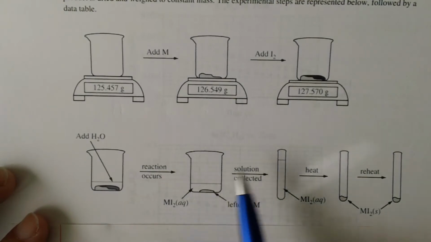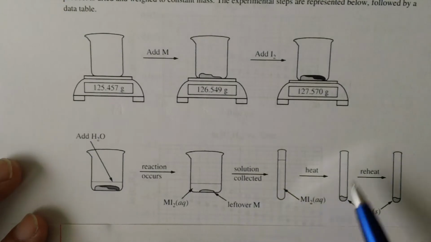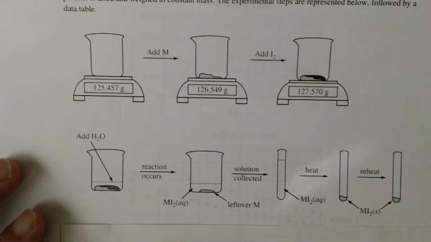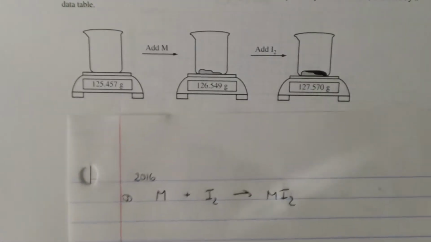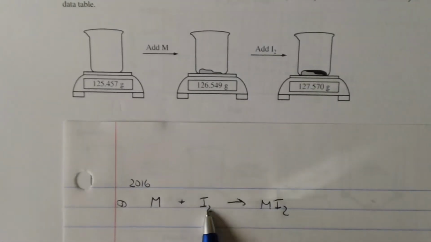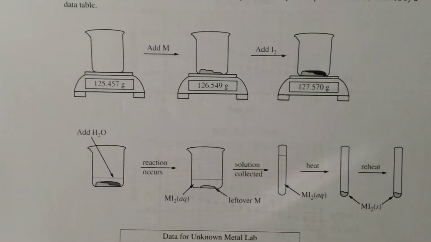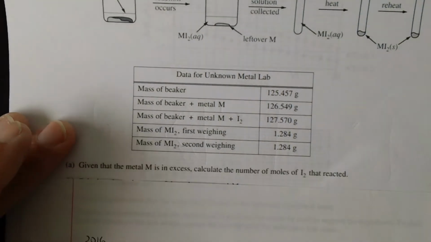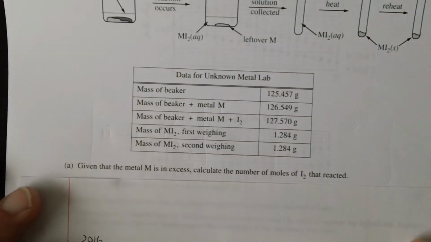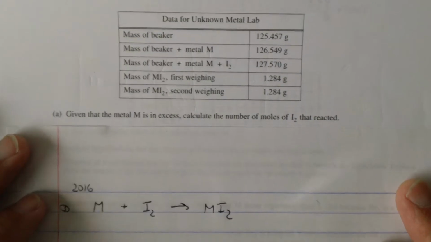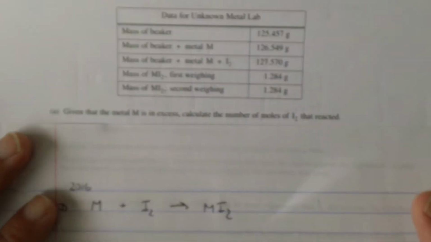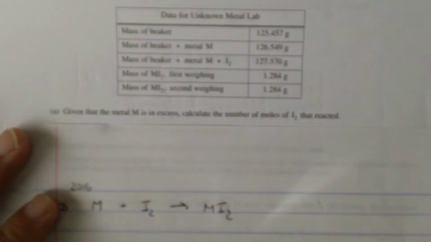That solution you then take and put it in a test tube, then you heat it and evaporate all the water off and leave just the MI2 behind. So we have these masses that we're going to come up with from this data chart that they give us down here. And then they ask us some questions about it. So here we go. A says, given that the metal M is in excess, calculate the number of moles of iodine that reacted. So we need to figure out the moles of iodine that reacted.